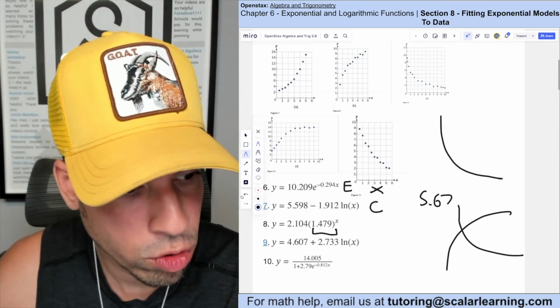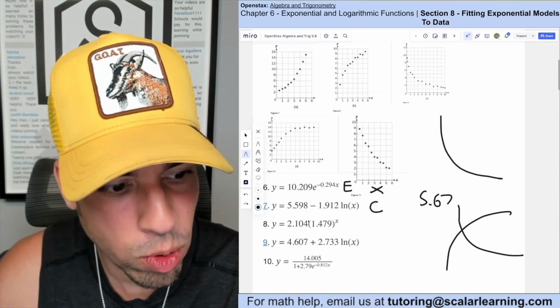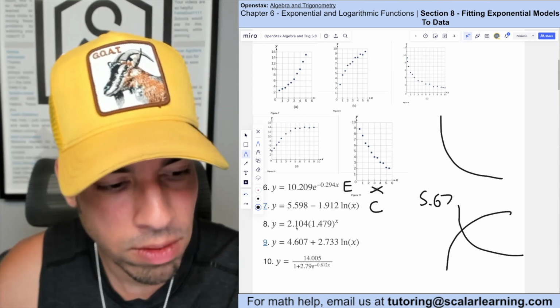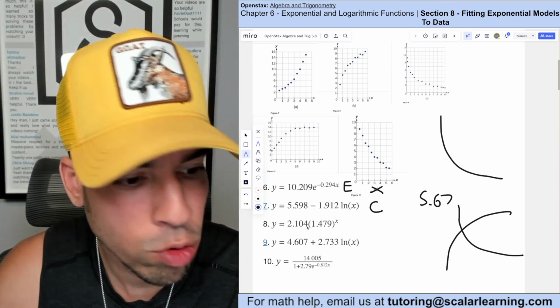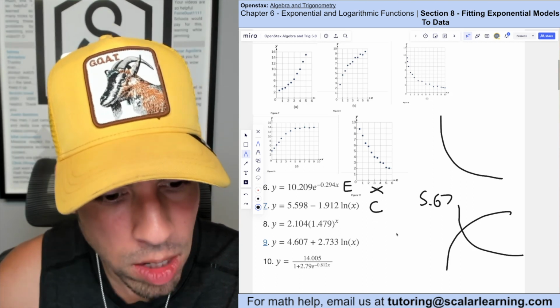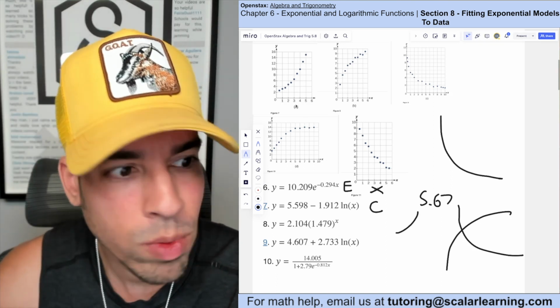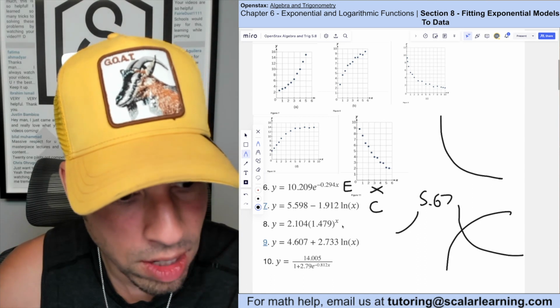You see that this value is greater than 1, and then it's to some exponent. We have a constant here that's going to give us a nice y-intercept of 2.104. So it should be a typical model going up like this. The only one that really looks like that is A, so I'm pretty sure that 8 is A.